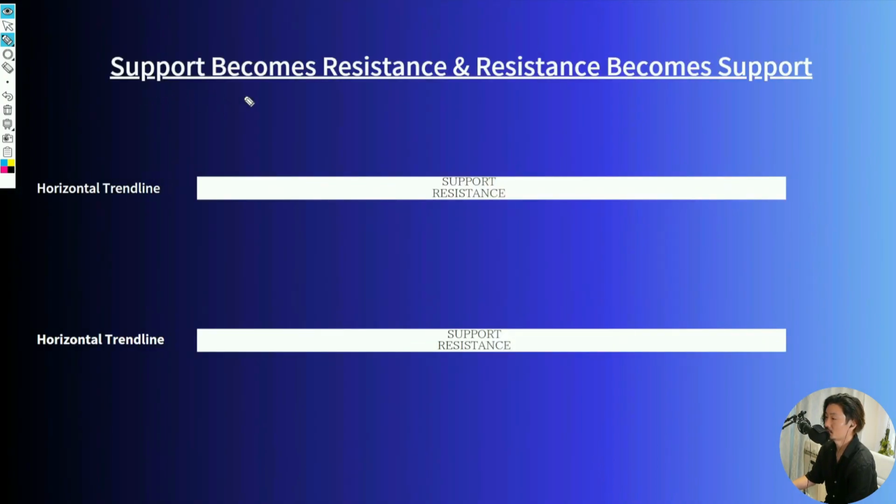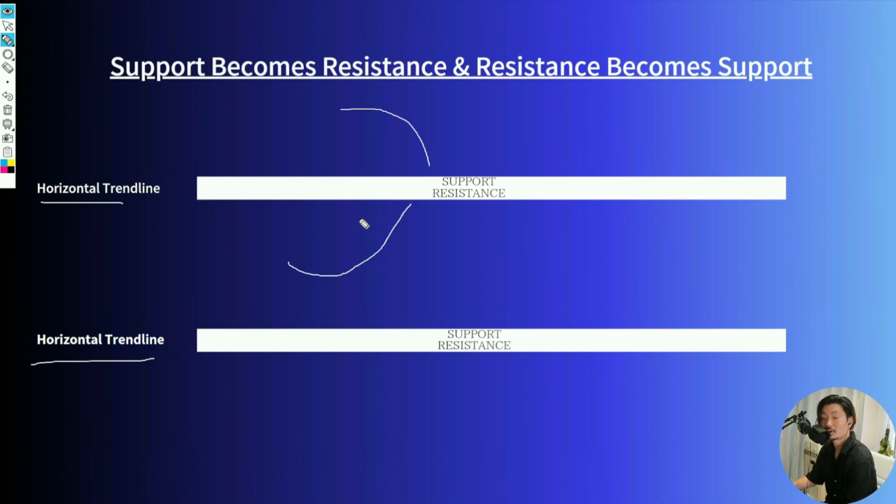All right, so support becomes resistance and resistance becomes support. Let's say we had two horizontal trend lines acting as support and resistance. Now, going from the prior definition of support and resistance, if price is coming from the top to the bottom, this horizontal trend line is referred to as support. But this same horizontal trend line, if price is coming from the bottom to the top, will be referred to as resistance, right?